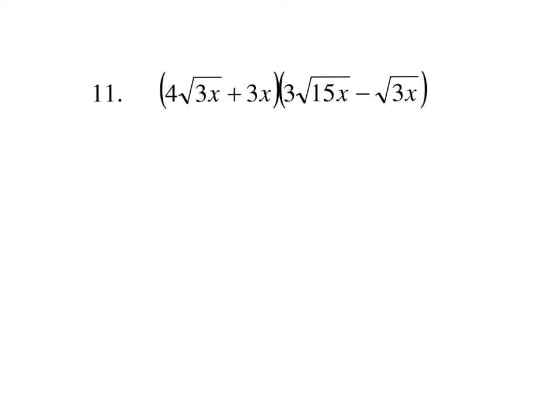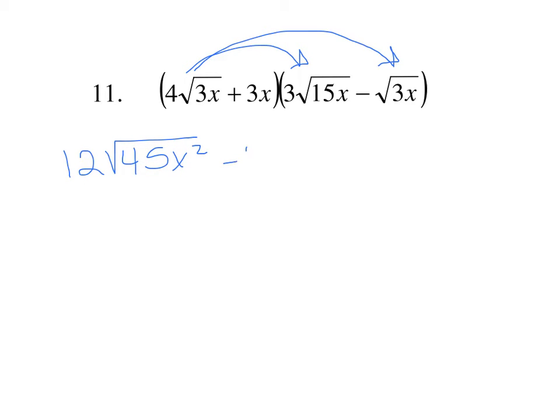All right, for number 11, we're going to do double distribute again. So first term, coefficients, 4 times 3. Radicands, 3x times 15x makes 45x squared. And then here times here. Coefficients, negative 4 times 1. Radicands, 3x times 3x makes 9x squared. And then here, coefficients, 3x times 3. The radicand is 15x.